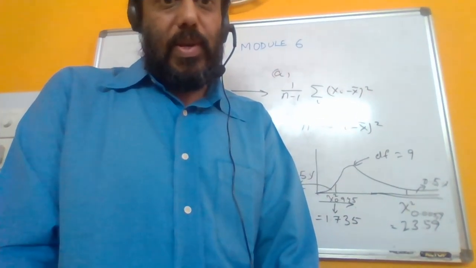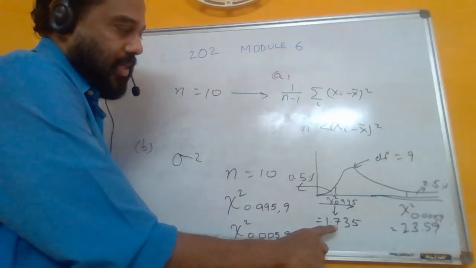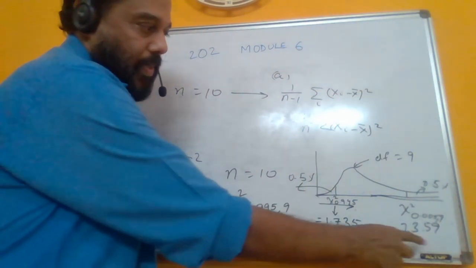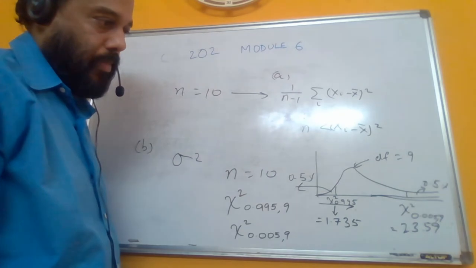And I had drawn that chi-square distribution on the board, and I had written these values. So you can see this is 1.735, and this is 23.59. All right.